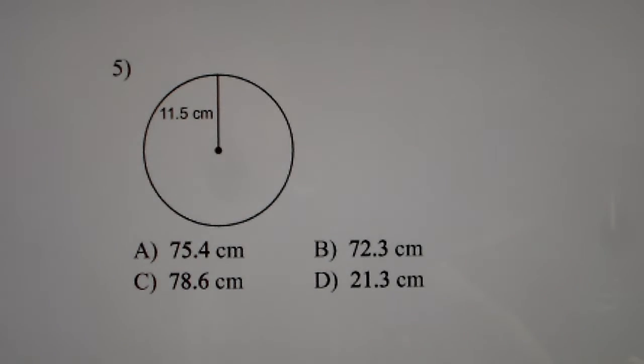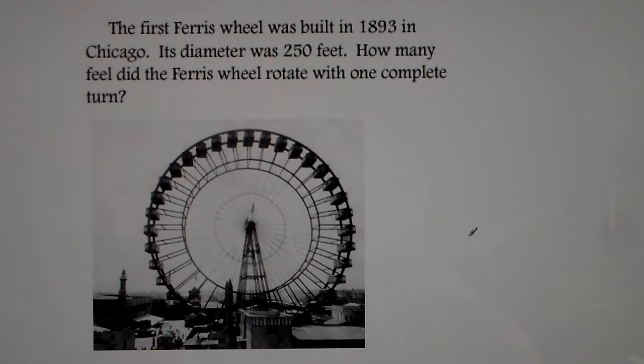Moving on to the next one. Number 5, you got the radius is 11.5. 2 times 11.5 times pi gets you 72.25, which is then B, because 72.25 rounds up to 72.3. We got ourselves a Ferris wheel.